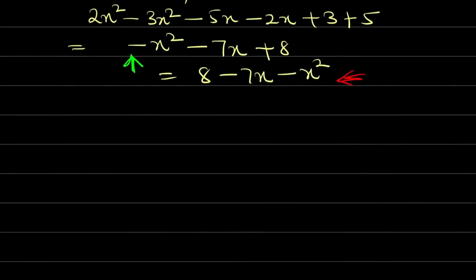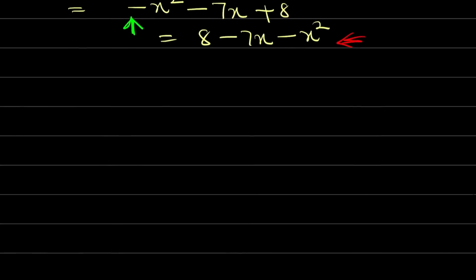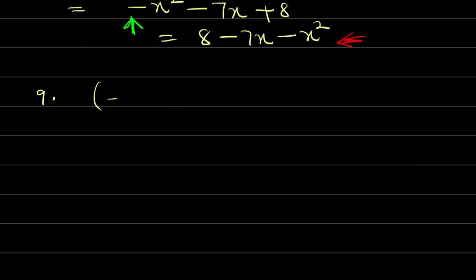Moving on to question number 9. Question number 9 says find the slope intercept form of the equation of the line passing through the points negative 2, 3 and 4, minus 1.